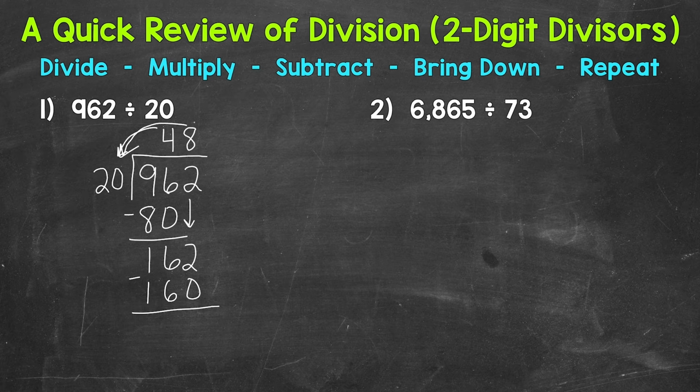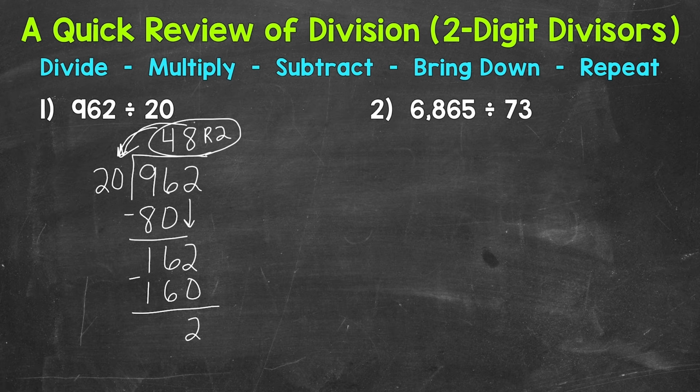Subtract. 2 minus 0 is 2. 6 minus 6 is 0. And 1 minus 1 is 0. So we have 2. Now after subtracting, we bring down. But we don't have anything to bring down. We went all the way over to the ones place. So that 2 is going to be our remainder. So 48 remainder 2 is our answer.